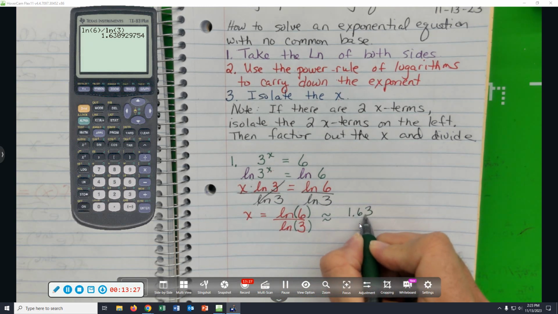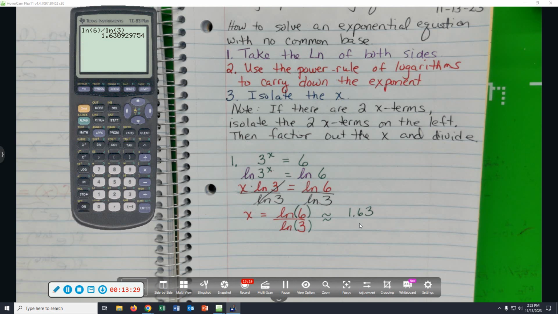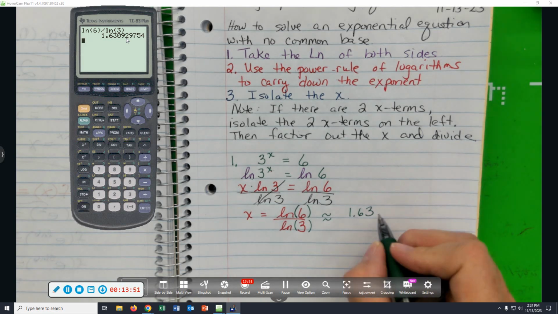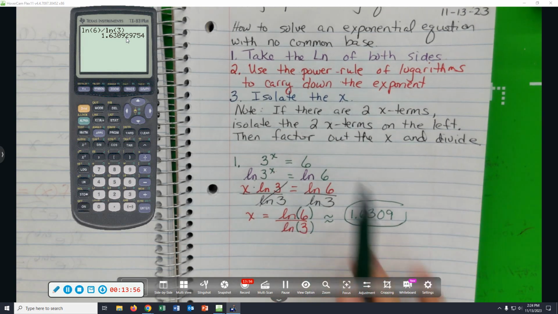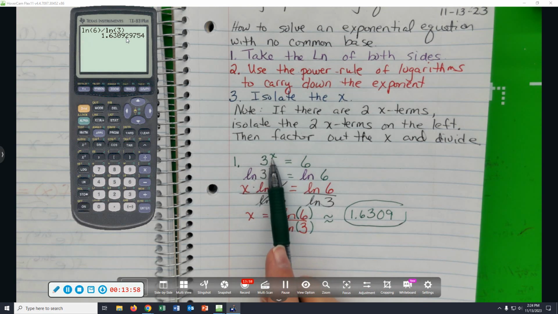1.63. Then we have a 0.9. Are we going to leave that as a 0.9 or make it a 10? Leave it as a 0.9. The digit after the 9 is a 2, which is smaller than 5. If it's 5 or larger, you would round up to a 10. If it's 4 or smaller, just drop all of that. So 1.6309. Wow, so think about what we've just found. 3 to the 1.6309 power is equal to 6.